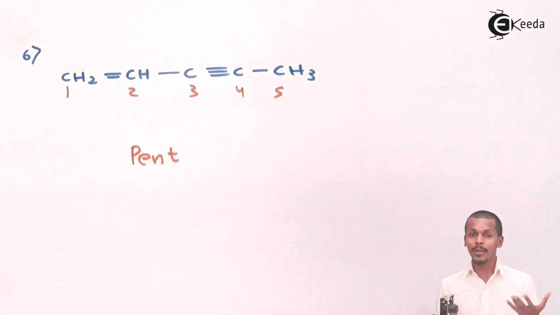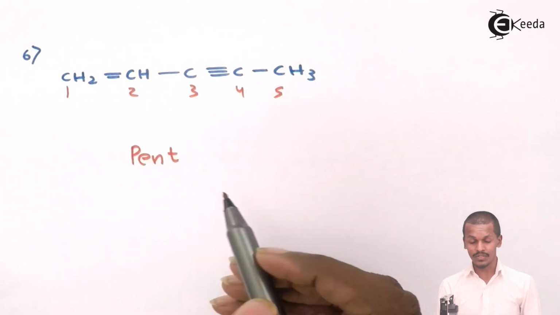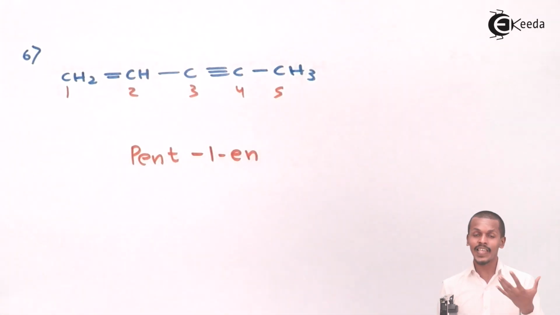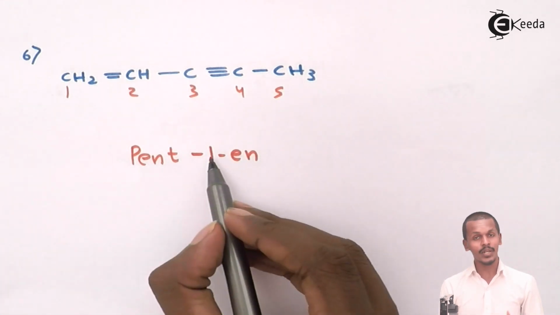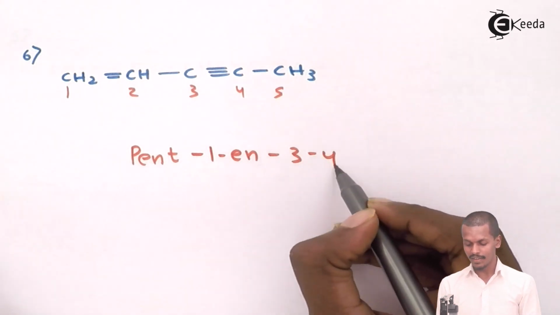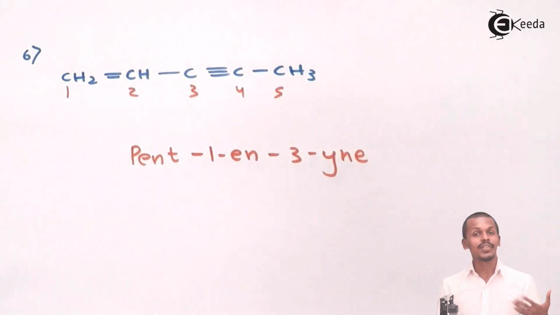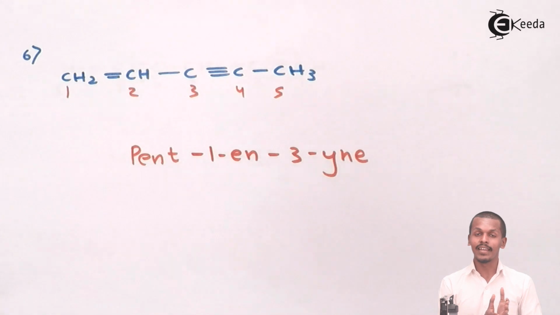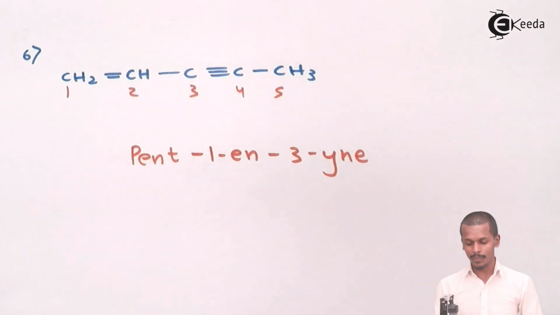But the carbon-carbon double bond is at the first position, so we write it as 1-ene. This ene represents the carbon-carbon double bond, and this number represents the position of the carbon-carbon double bond. And next we can see the carbon-carbon triple bond at position number 3. So this position number 3 will end with YNE. The name will end with YNE. That makes this an alkyne, which consists of a carbon-carbon double bond also.